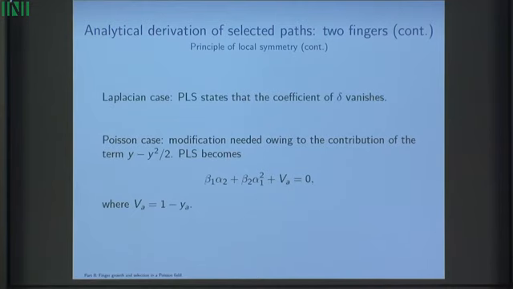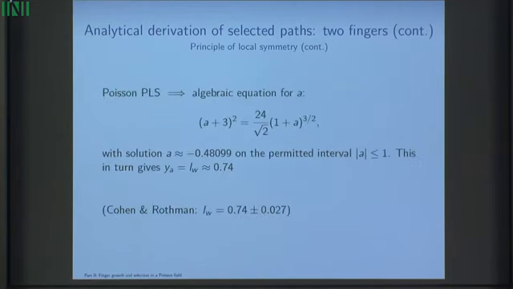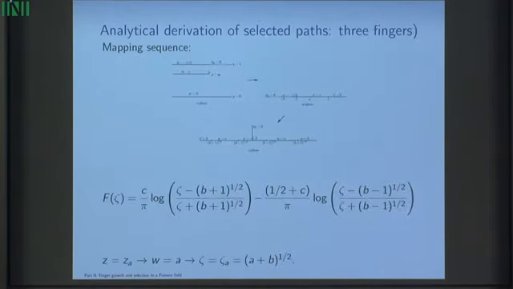And so applying that to our particular expressions, we arrive at an algebraic expression for a parameter A. We can solve for that in the permitted interval that A is between -1 and +1, and we arrive at the distance, and that compares well to the numerical experiments of Cohen and Rothman. You can do the same thing for 3 fingers.